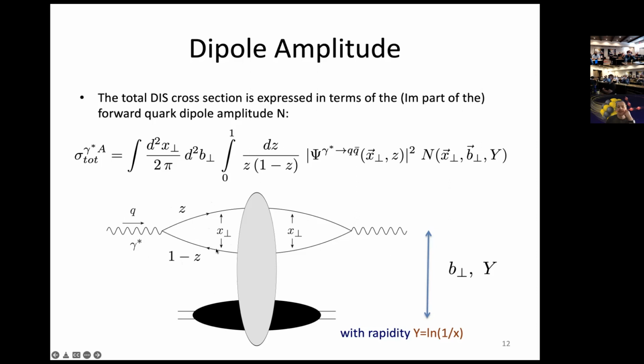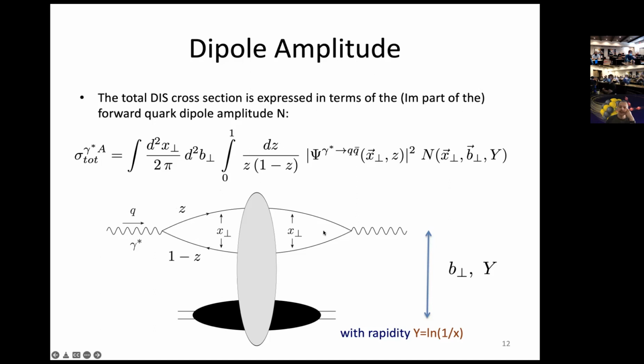So instead of the transverse momentum k perp, we Fourier transform this wave function and we work in x perp, in the transverse position space. So it's sort of a mixed representation. The wave function depends on the transverse size of this quark-antiquark dipole and their longitudinal momentum fraction z. Anyway, so we have this wave function on the left-hand side and on the right-hand side.